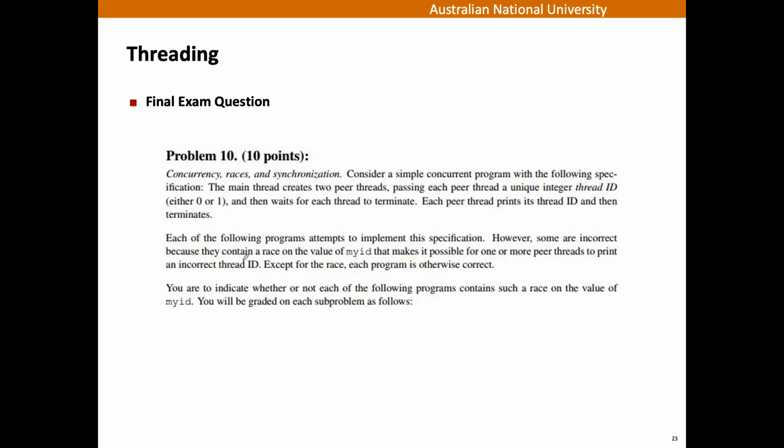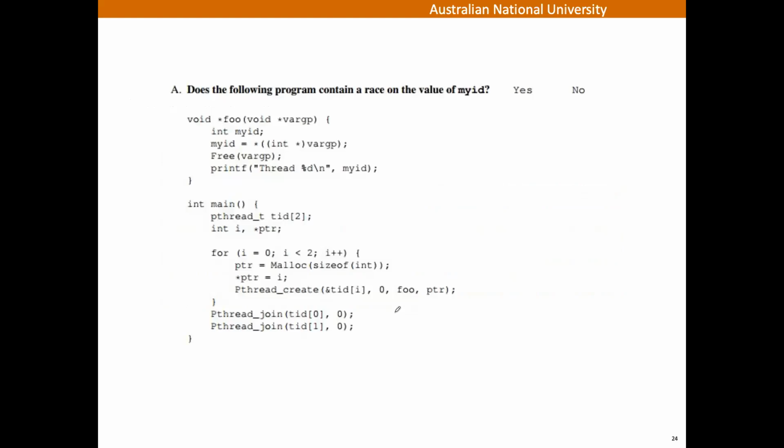So it says here you will be graded on each subproblem as follows. I might do that because I want to prevent you from taking wild guesses. I might say that if you're wrong, you get -2. If you're correct, you get +5. If you don't answer, you get 0. But if you just take a wild guess, let me try my luck today, you might get a negative. So I forgot to put this here. Is there a race on my ID?